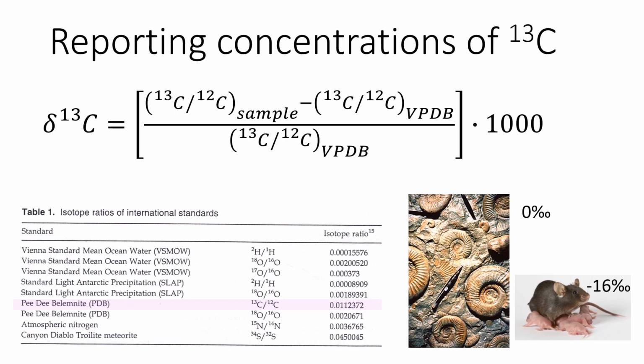Now to calculate delta values, the ratio of the numbers of carbon-13 and carbon-12 atoms in an unknown sample is subtracted from the ratio of carbon-13 to carbon-12 atoms in an international standard. In this case, this international standard has an isotope ratio of 0.112372. Now, this resultant is then divided by that ratio and then multiplied by 1,000. Why? Because if you don't multiply it by 1,000, we get real small numbers, and humans don't like small numbers.